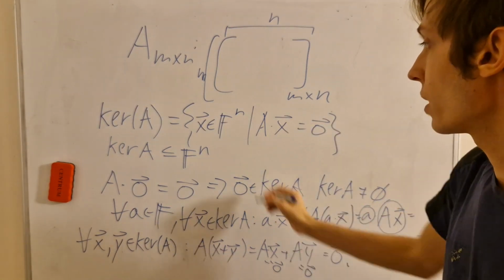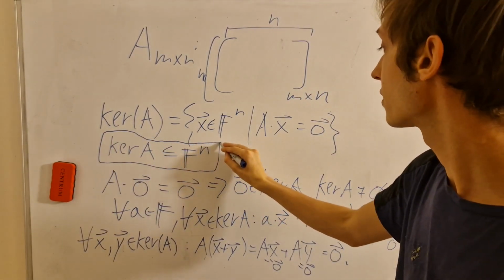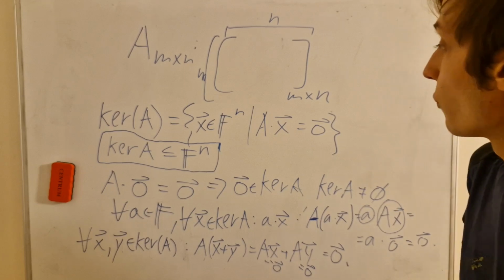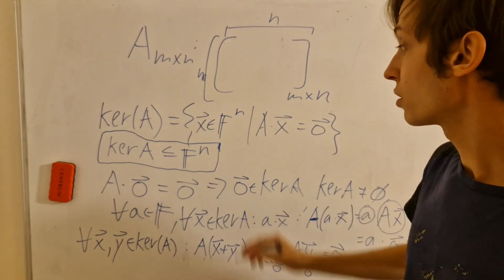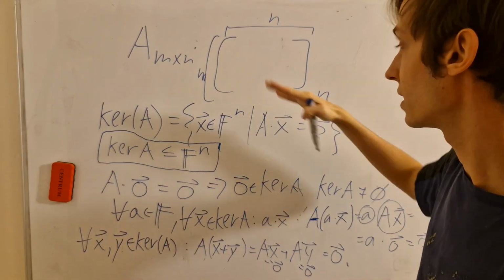The main point to take away from here and remember is that yes, the kernel of a matrix is a subspace of F to the n, where n is basically the number of columns.